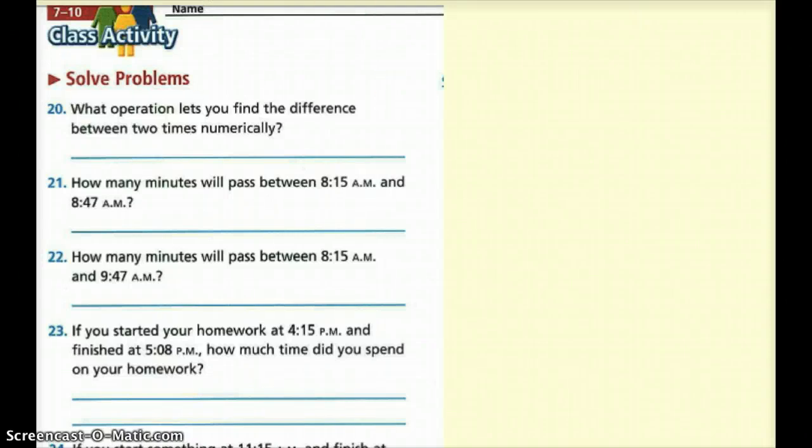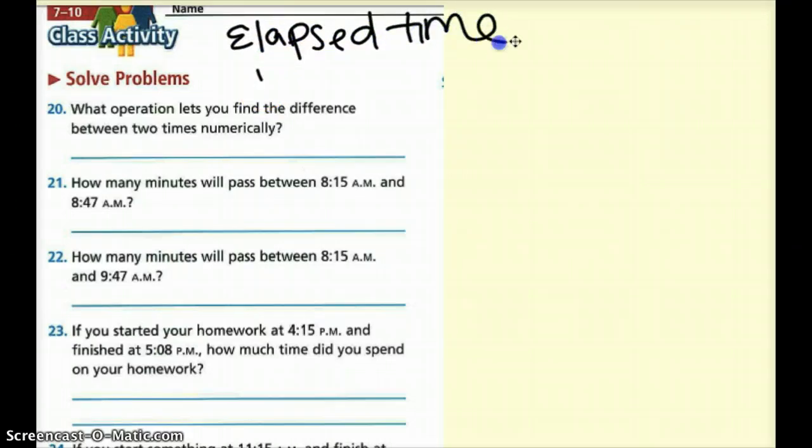Alright, so we're going to continue Unit 7 from yesterday on elapsed time, which is how much time has passed. Number 20 says, what operation lets you find the difference, this is your key word, between two times numerically? So what operation? Alright, and we call difference, we know, is to subtract. So that would be subtraction.